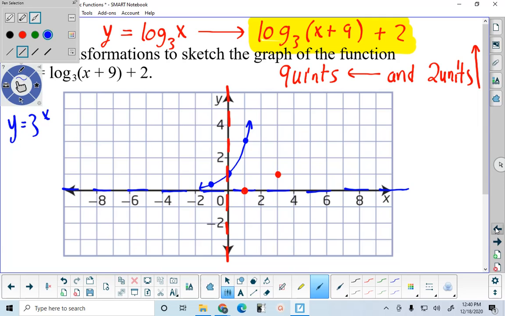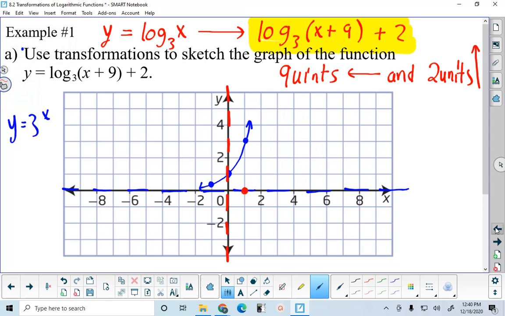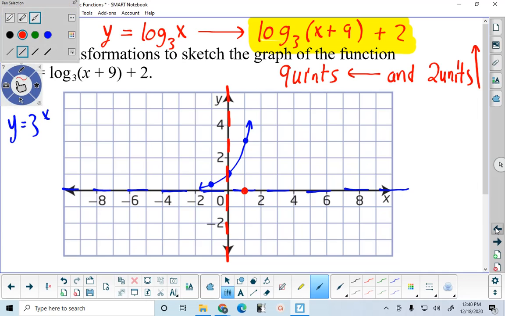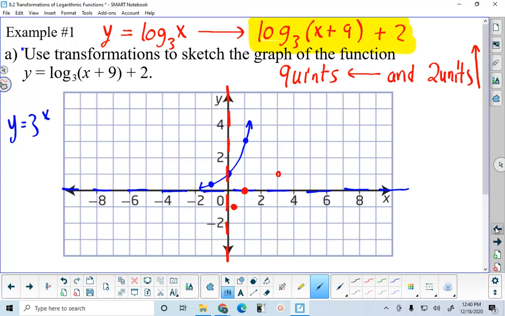I'm going to erase this in a second, but it can also be arrived at by taking 1, 3 and swapping it so it becomes 3, 1. We can get that third point on there by doing the same kind of thing, swapping the x and y coordinates. And I erased that other point. It should be here.